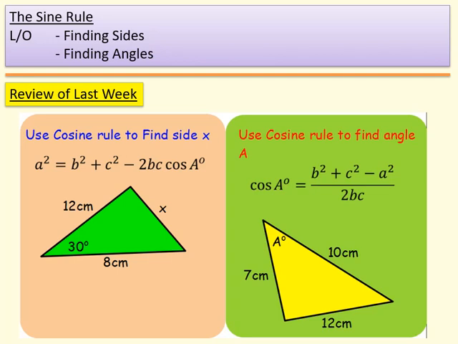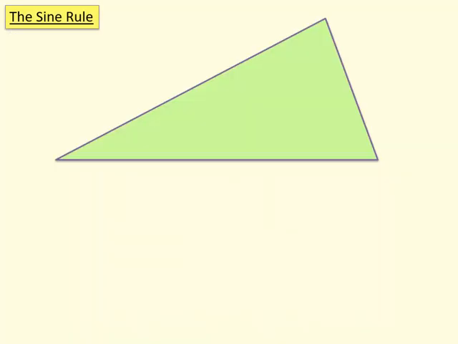Okay, just last week, remember we looked at SOHCAHTOA and the cosine rule. Just remember the cosine rule can be used on any triangle, and there are two versions of it. One for working out sides, one for working out angles, and just remember the connections between the sides and the angles and so on. If you can't remember how to do it, rewatch the video because it explains it in a bit more detail. But let's get into the sine rule.